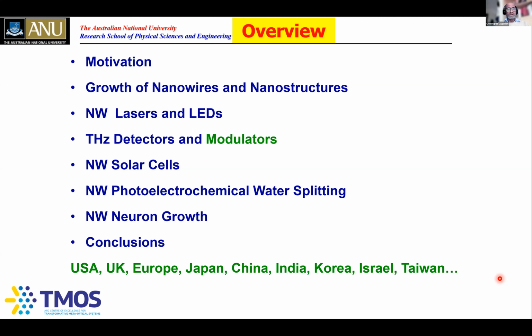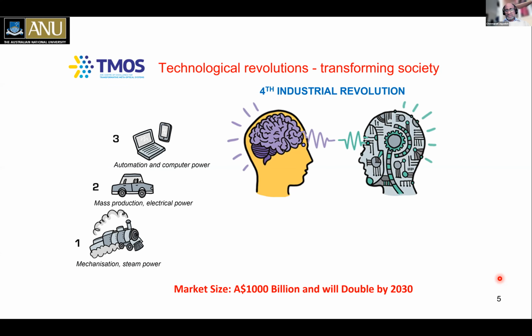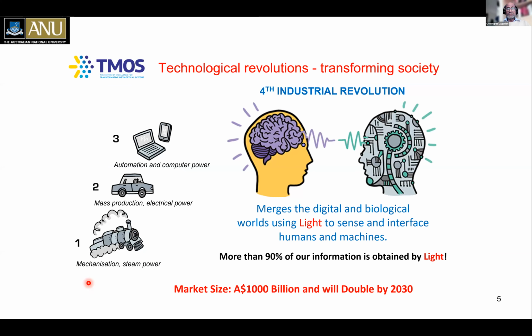So before I proceed to nanostructures and nanowires, let's talk about the industrial revolutions. As many of you know, the first industrial revolution started with steam power and led to mechanization. The second industrial revolution started with electrical power and led to mass production. The third industrial revolution started with computer power and led to automation. And for the fourth industrial revolution, people are predicting that the biological world and the digital world will come together.